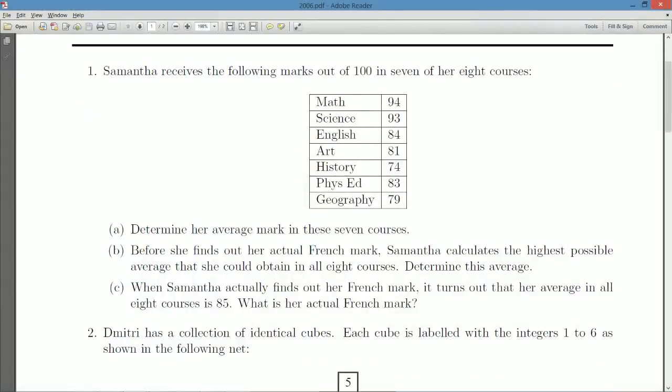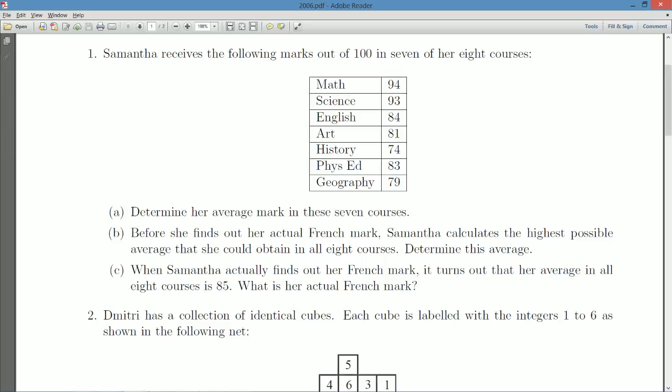All right, question 1. Samantha receives the following marks out of 100 in 7 of her 8 courses. In math, she got 94. Is math her highest mark? Yeah, it is. Science she got 93, English 84, art 81, history 74, phys ed 83, and geography 79. My lowest mark in university was history as well, although obviously it's a grade 9 contest, so these are probably high school subjects. Okay, so A part.